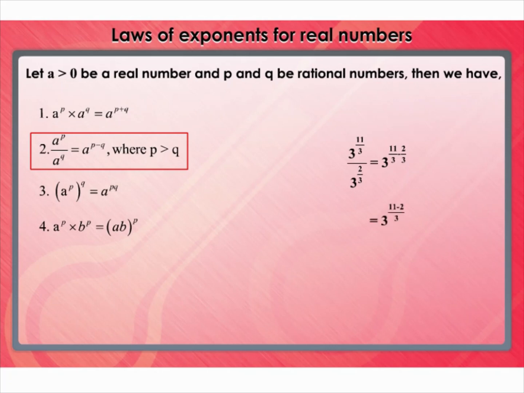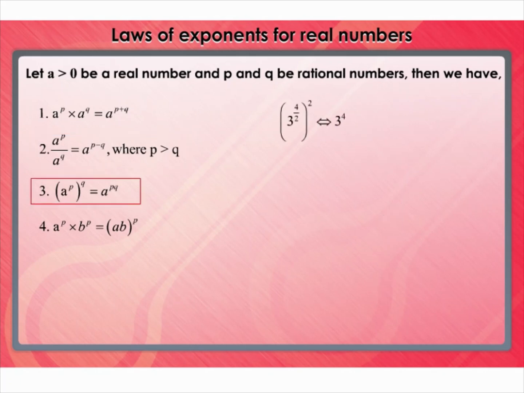Consider the next example. 3 raised to the power 11 by 3 divided by 3 raised to 2 by 3. Using the second law of exponents, we express this as follows. On simplifying, we get 3 raised to the power 3. Thus, the second law is verified.